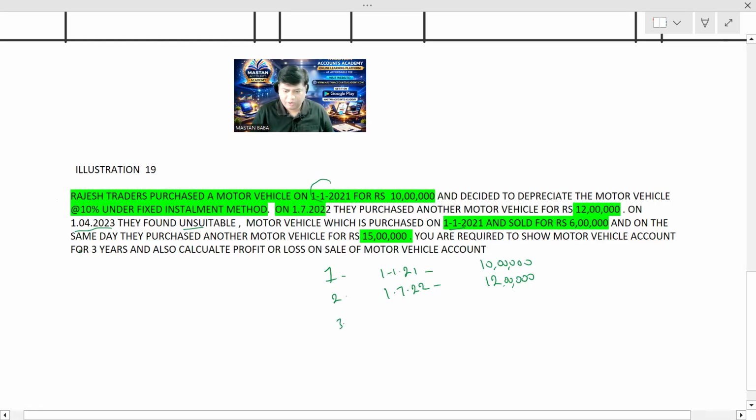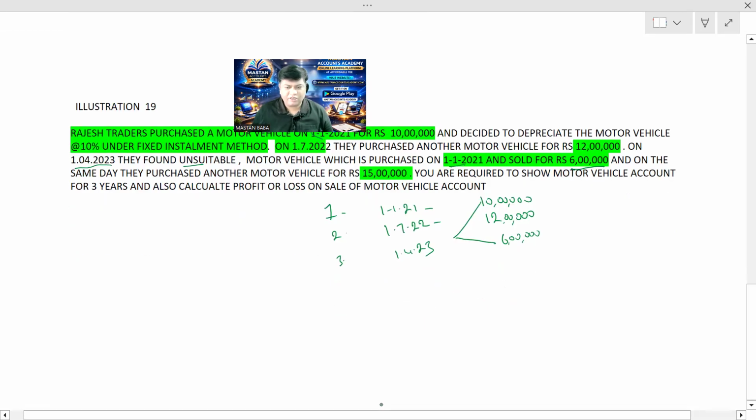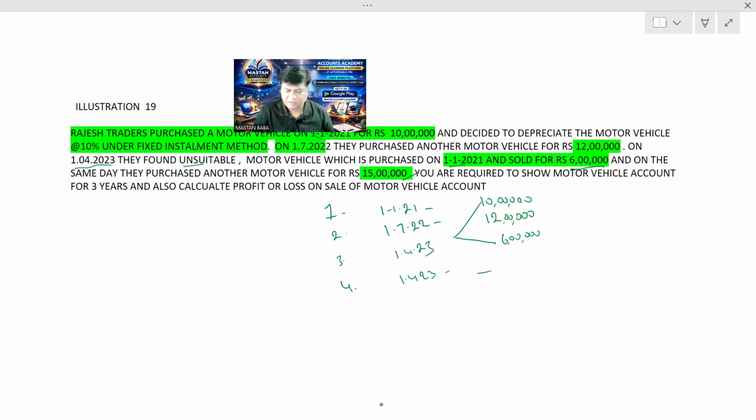So the third point: on 1st April 2023, they sold the first motor vehicle for 6 lakhs. Fourth point: on the same day, 1/4/23, they purchased another motor vehicle for 15 lakhs, and the rate of depreciation is as usual 10% under the FIM method. They are asking us to show the motor vehicle account for 3 years and also calculate the profit or loss on sale of motor vehicle account.